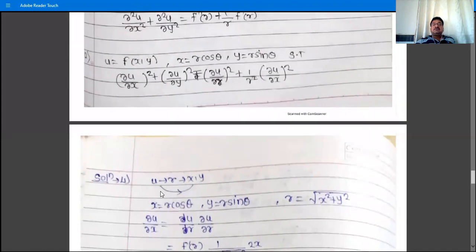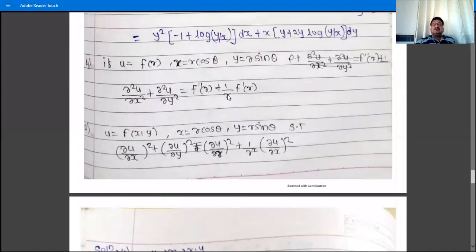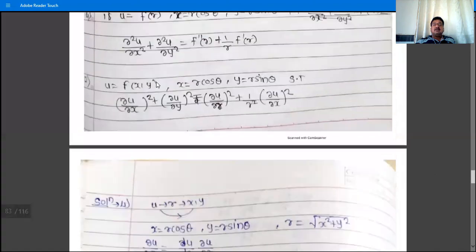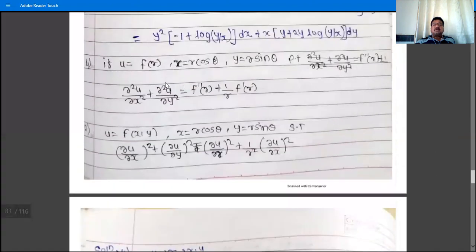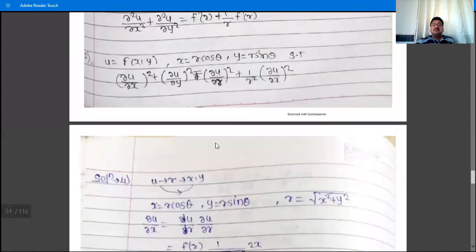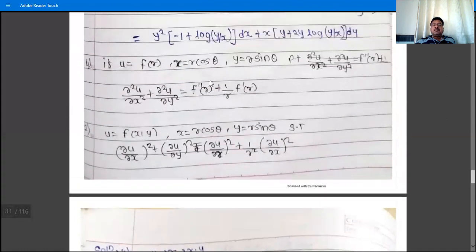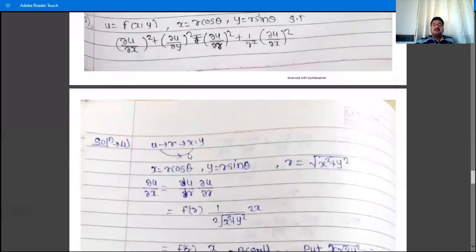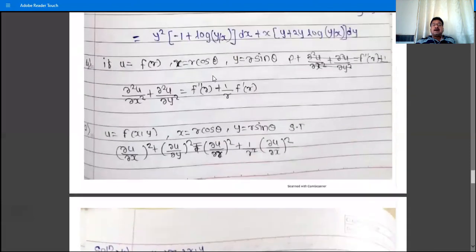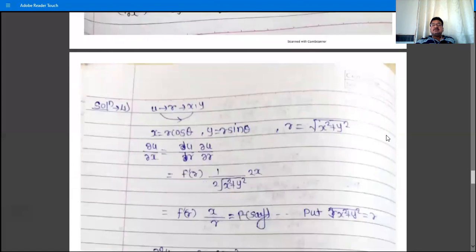So u is a function of r. The answer is here. u is a function of r, and r is a function of x and y. This is another problem. And x is a function of r and theta. r is a function of x and y. u is a function of r, and r is this, root x square plus y square. That is, r is a function of x and y.